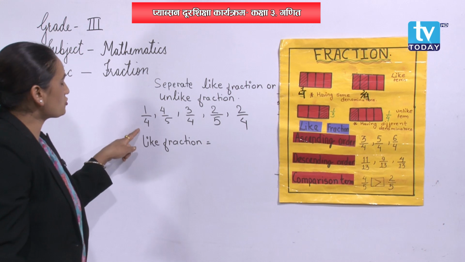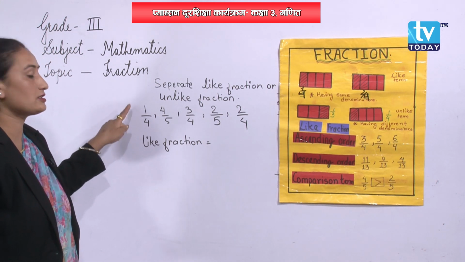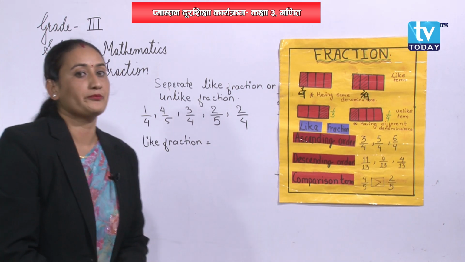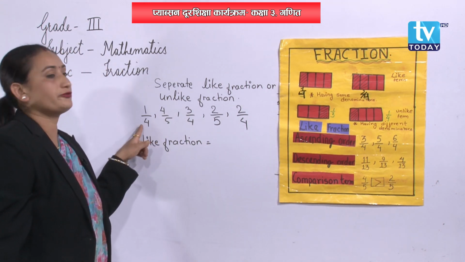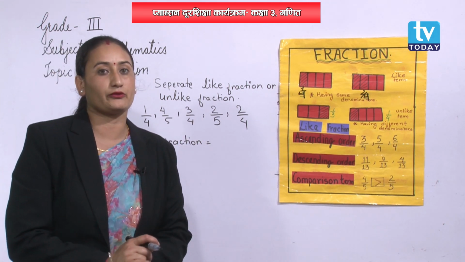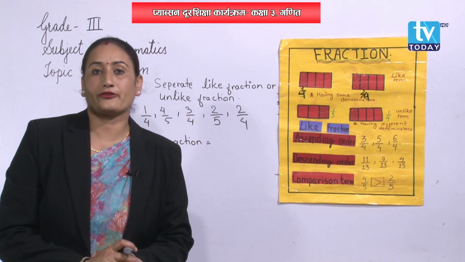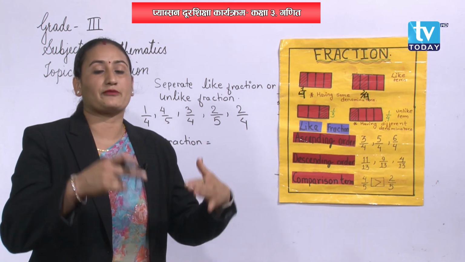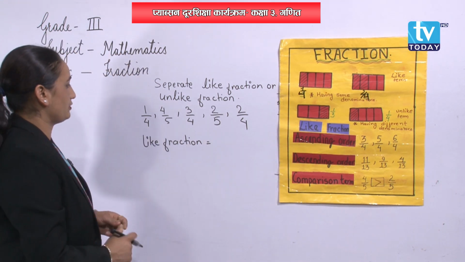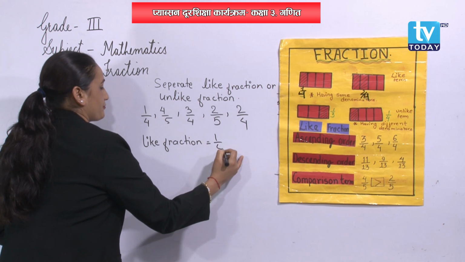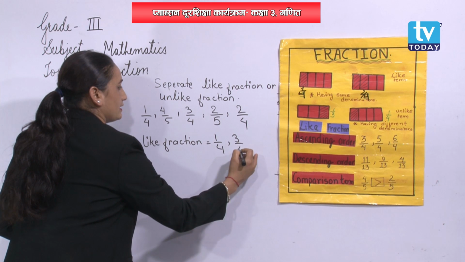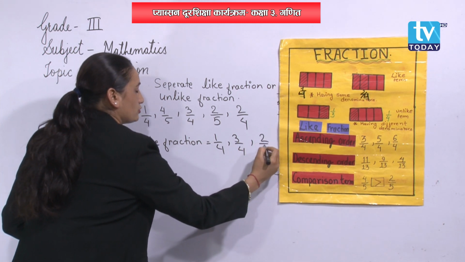Okay, shall we write it? Okay. Now check, students. The first fraction is 1 by 4. Now check whether the denominator 4 is there or not. If there is, then we have to put it in like fraction. If there is not, then we have to put it in unlike fraction. Let's find out our like fractions first of all. Here 1 by 4 is first, and then after that 3 by 4 is there. Lastly is 2 by 4.